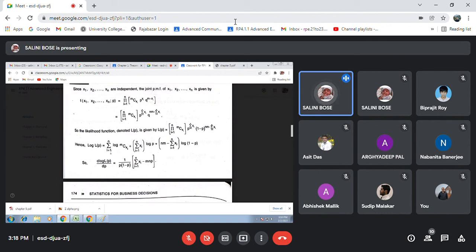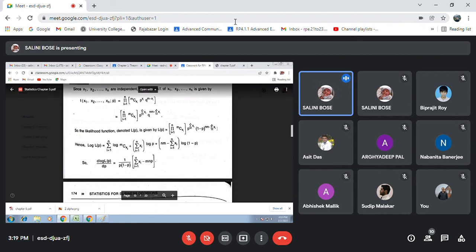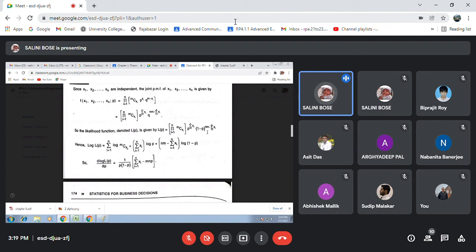So summation of i equal to 1 to n of log of mCxi, and this is nothing but a constant value, so it will be 0. Plus summation, this is P to the power something, and log of A to the power n is equal to n log A, so this power will come here. So summation of i equal to 1 to n of xi log of P, plus this is also a power, it will come before, nm minus summation of xi log of 1 minus P.